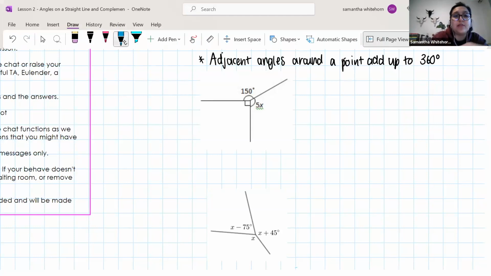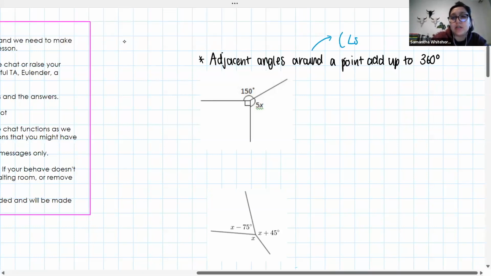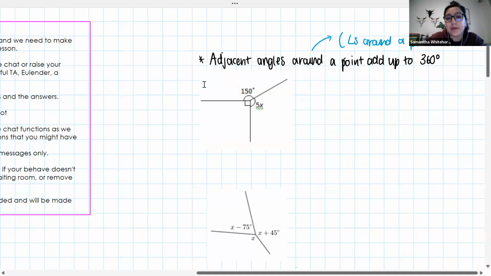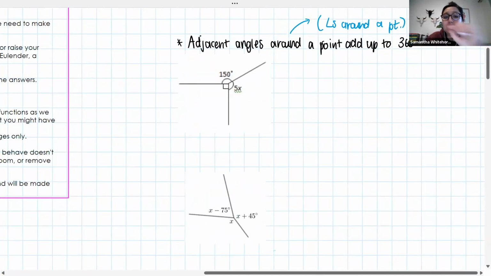And remember, whenever you make a statement, you have to give a reason. Our reason for this is literally just angles around a point. We can abbreviate point to PT. That sideways LS means angles. Mathematicians, remember, are quite lazy. We like to abbreviate and shorten things where we can. And so that would be our reason there in blue.